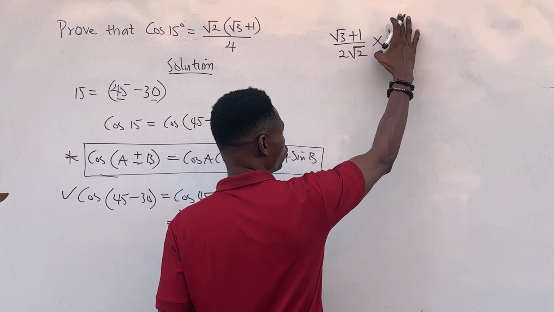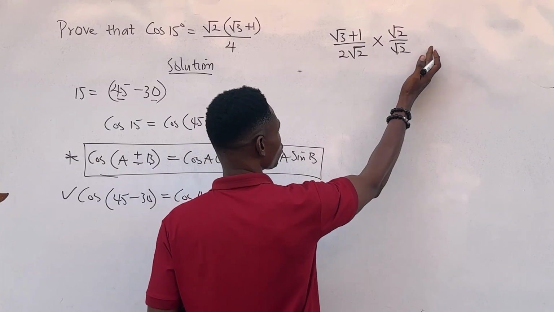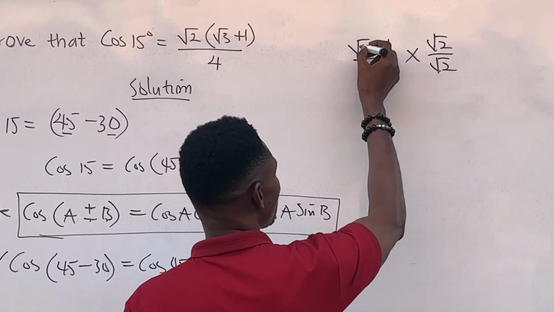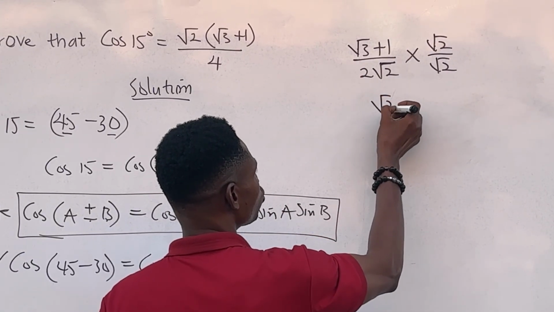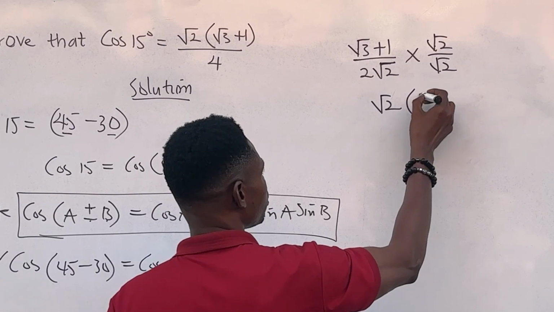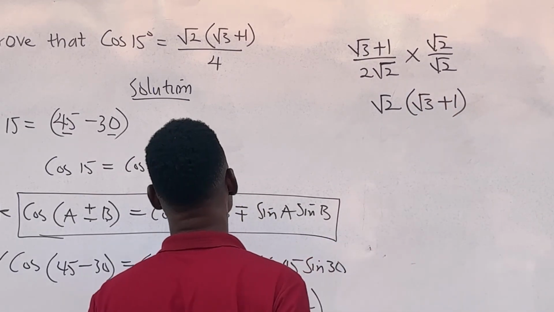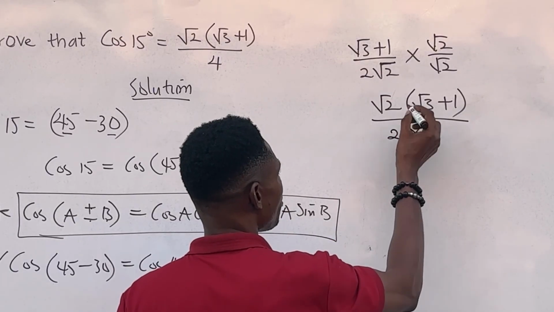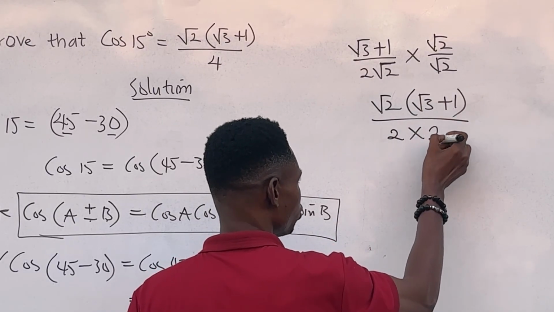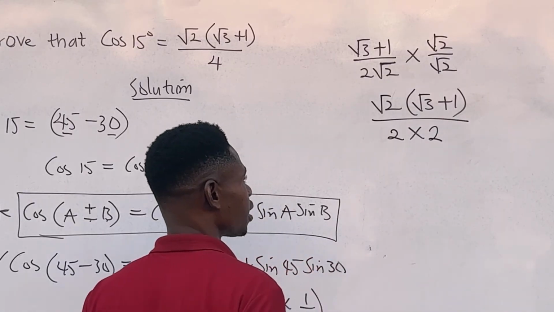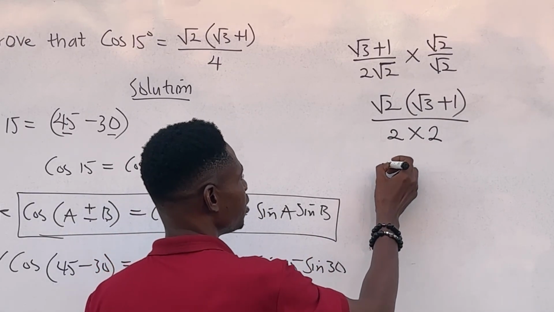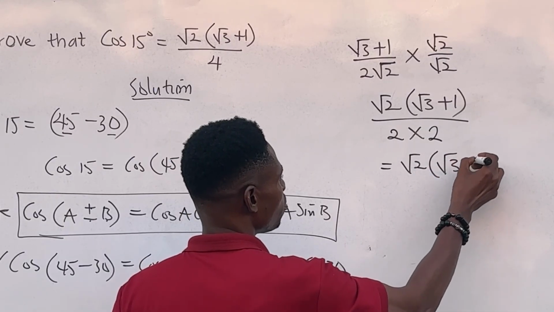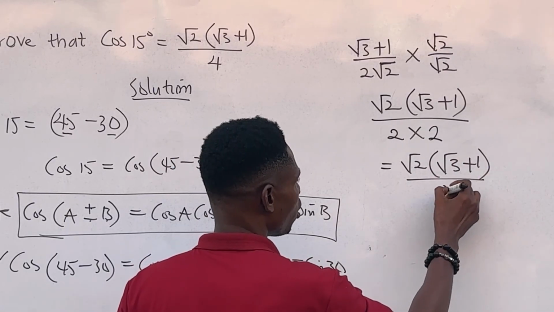Remember, root 2 cancels root 2. You still have this. But now we're not going to cancel out. We'll fuse them. And then what we'll have is root 2 multiplied by everything we have here. So root 2 multiplied by root 3 plus 1, divided by, here we'll have 2 multiplied by, root 2 multiplied by root 2 is 2. The answer is 2. And then this will give us root 2 into root 3 plus 1 all over 4.